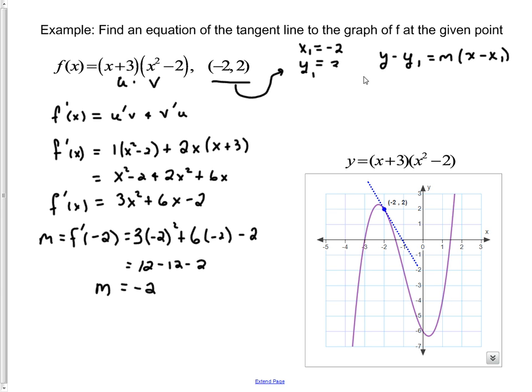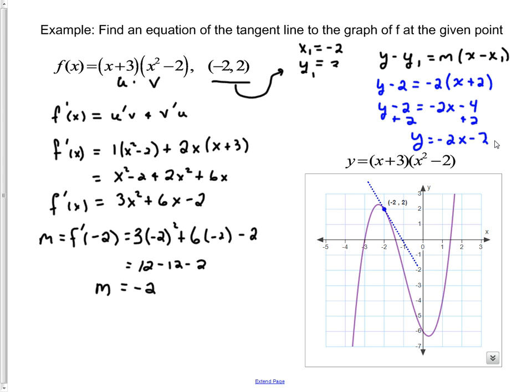So if we make the substitution into our point slope formula, we're going to get the equation of our line. Y minus 2 is equal to negative 2 times x minus negative 2. Well, that's x plus 2. We're going to treat it that way. Let's rewrite this one more time. We're going to get y minus 2 is equal to negative 2x minus 4. And then adding 2 to both sides gives us the equation y is equal to negative 2x minus 2.